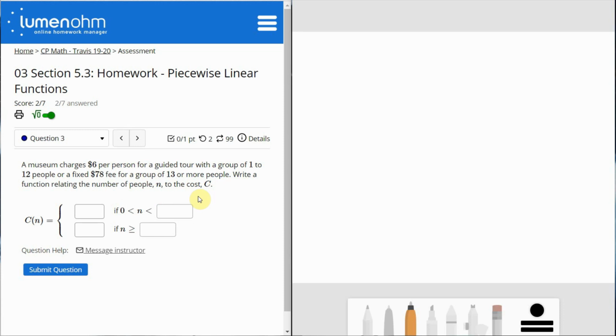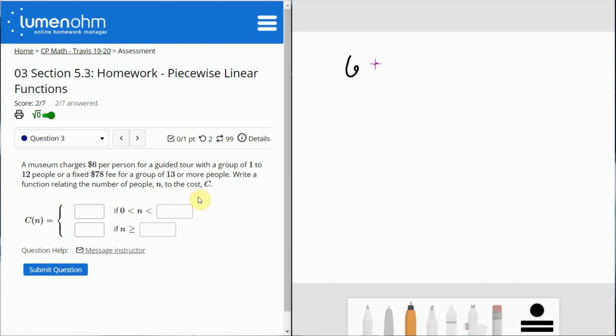Since this is a word problem, I'm going to break it down by listing any numbers and what they measure, and any variables and what they represent. The numbers I see are 6, 1, 12, 78, and 13.